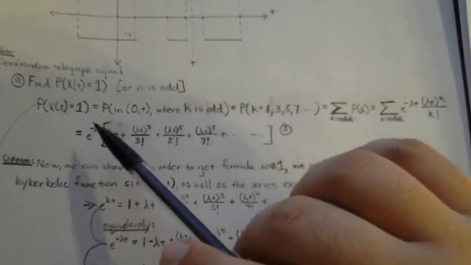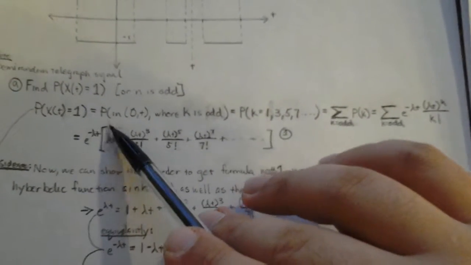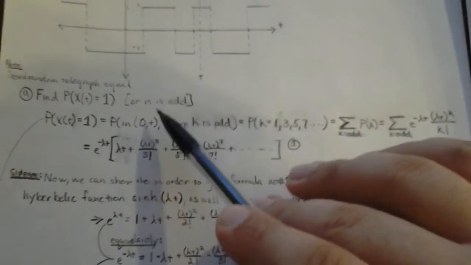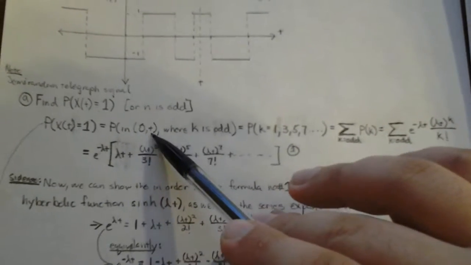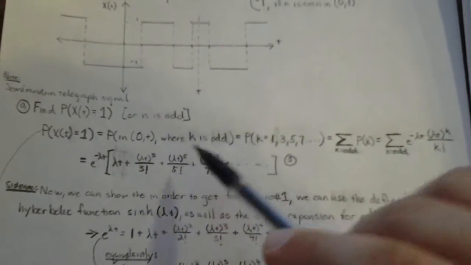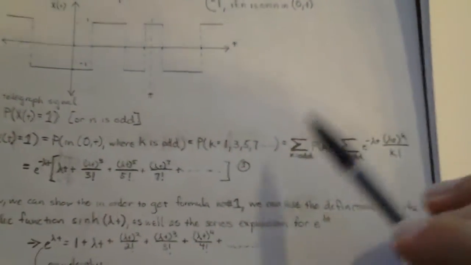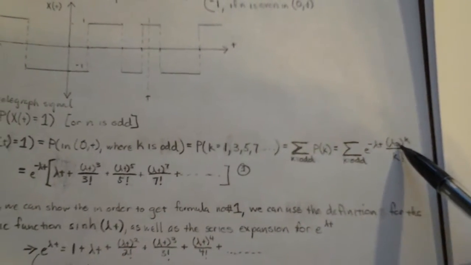Now, let's see what we have here. If we're looking for the probability that x is equal to 1, I'm just writing it out for clarity. We're looking for the probability within the interval from 0 to t that k is odd. Alright? So basically k is going to be equal to 1, 3, 5, 7, 9. So it's the sum of all the probabilities where k is odd, which we can substitute using the actual Poisson equation.